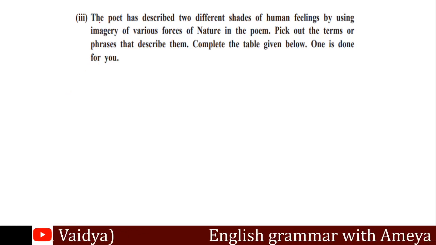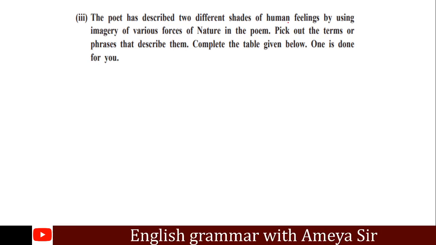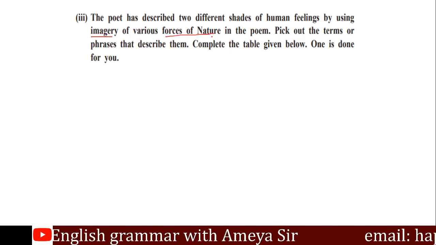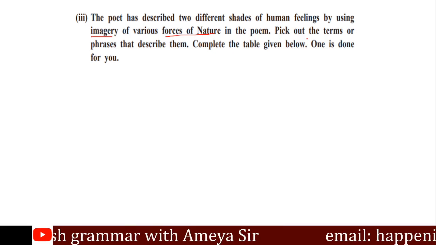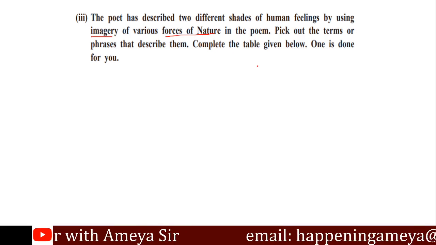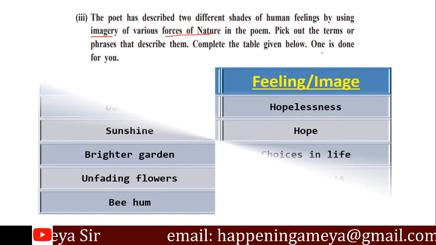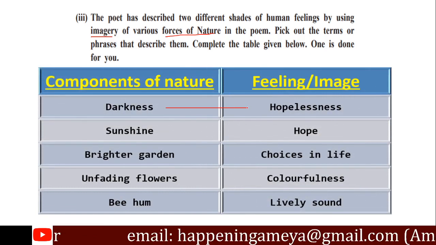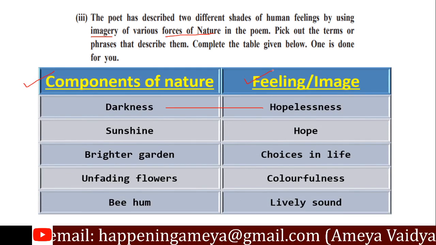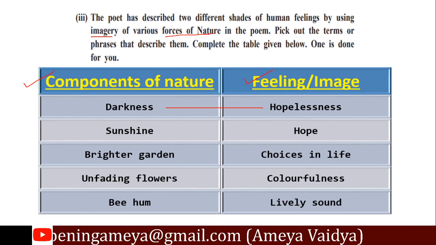Let's go through this. It's a question in your textbook. The poet has described two different shades of human feelings by using imagery of various forces of nature. We saw a couple of examples already. Pick out the terms or phrases that describe them. Complete the table given below. They have given a table that will come in front of you right now in a few seconds. One is done for you. So what they have done is "darkness suggests hopelessness." The components of nature are in this column, and the feeling that the poetess wants to express is here on the right hand side.